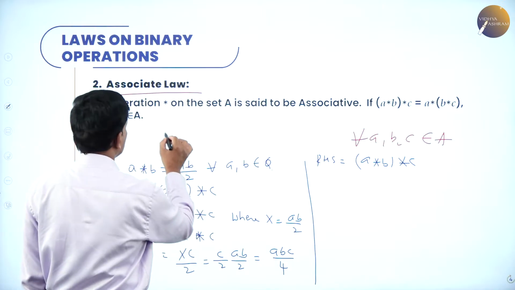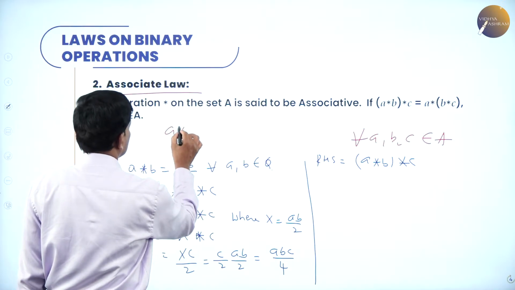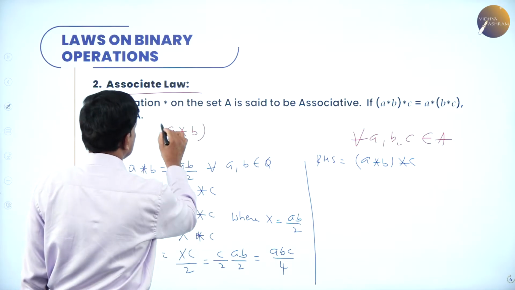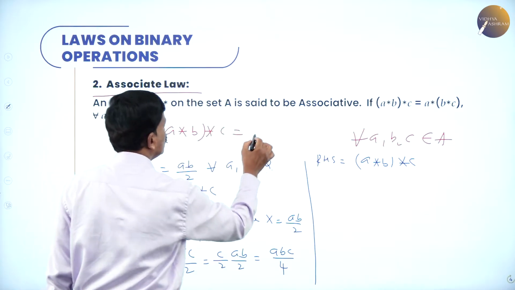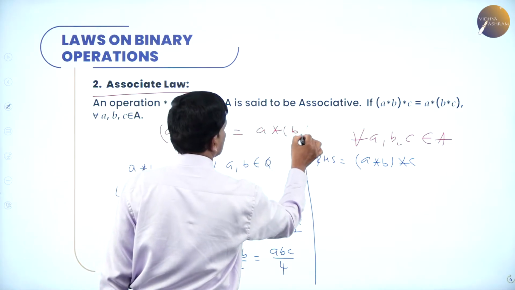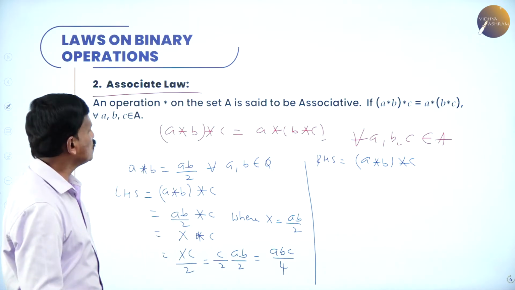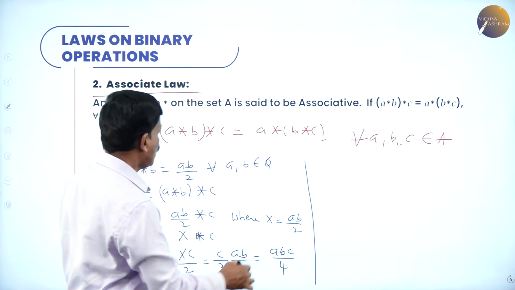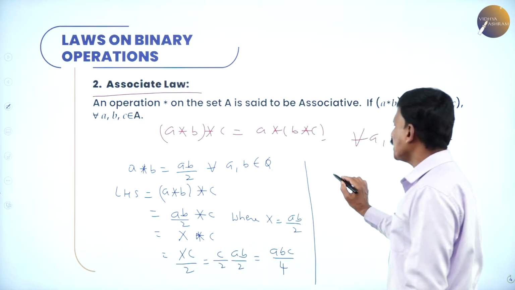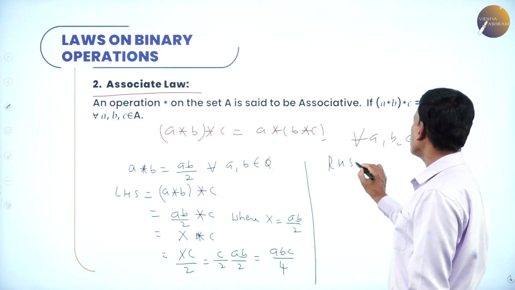Sorry, the associative property is interchanging the bracket. First property, first left hand side: (A star B) star C is equal to A star (B star C). This is the property. Now RHS, come to the RHS, right hand side of this equation.